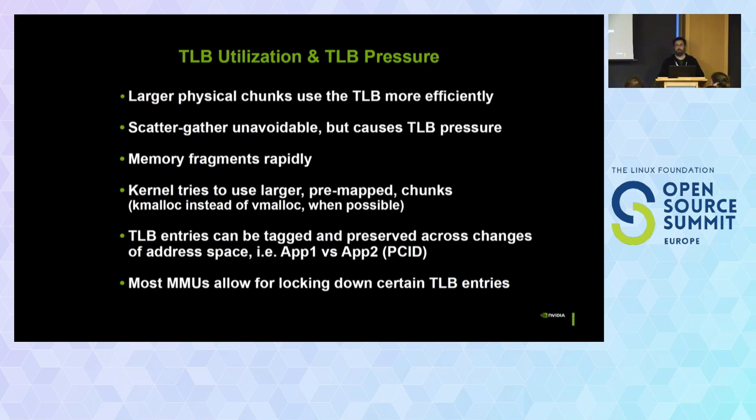Some implementations of the MMU allow, for example, to lock down certain entries so that they cannot be overwritten. If I know that something is going to happen very often, I can try to prevent it from being evicted from the cache.